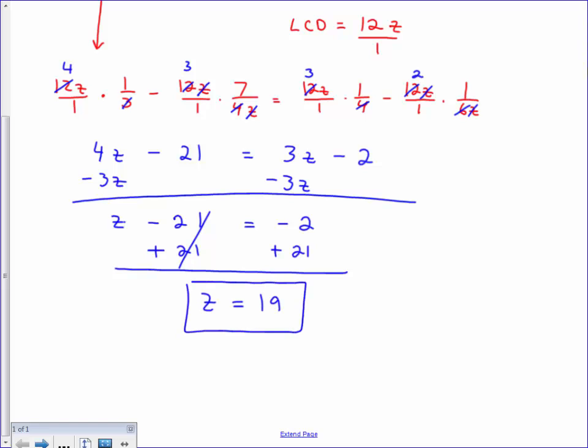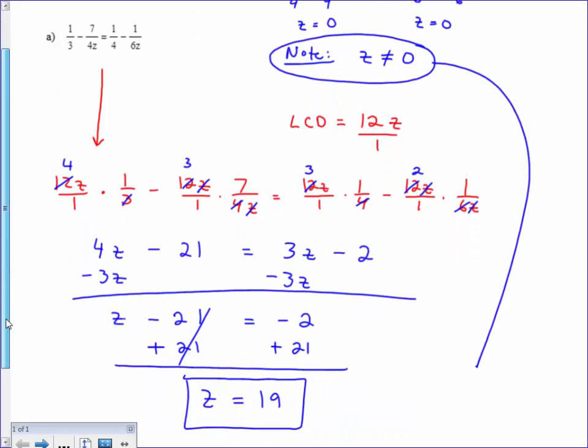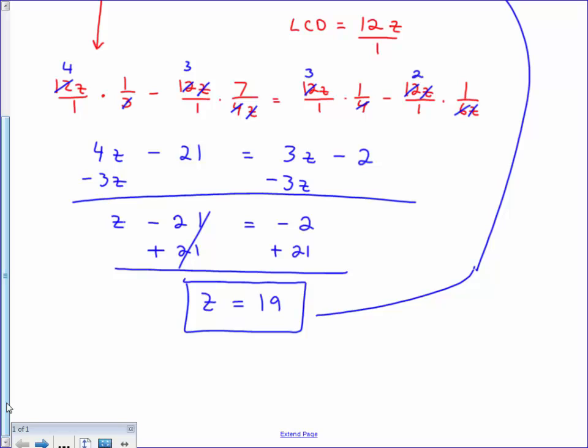Now you want to double check your solution and make sure that this solution is not one of the values that you said z could not be equal to. So if we take this back down, notice that this particular solution is okay because it's not 0, which was the one thing that we said that z could not equal.